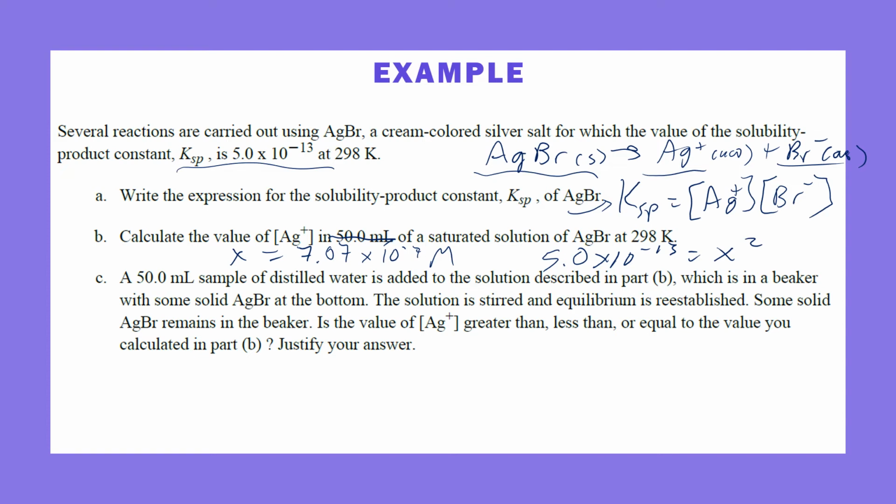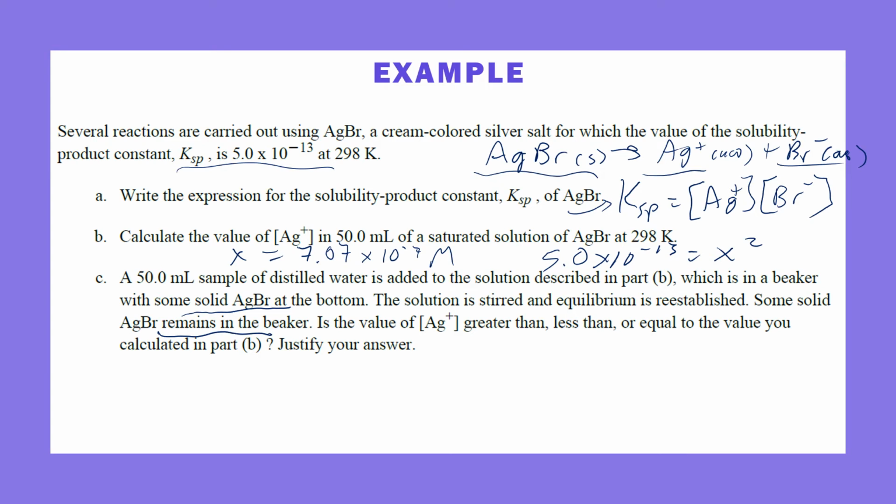Now for part C, a 50 milliliter sample of distilled water is added to the solution as in part B. Okay, so now that 50 milliliters is important. All right. Which is in a beaker with some solid silver bromide at the bottom. That tells us that it's a saturated solution. The solution is stirred and equilibrium is reestablished. Some solid silver bromide remains in the beaker. Okay, so we're still a saturated solution.